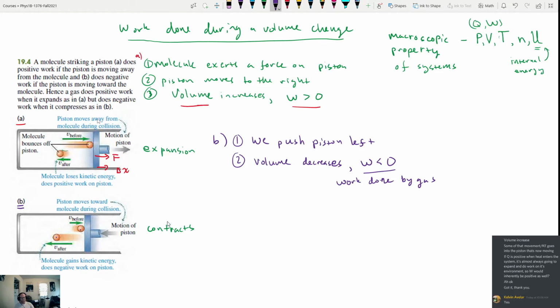The piston goes this way. What's the direction of the force of the molecule on the piston? Does that question make sense? Remember, when you talk about a force, there are always two objects: the force of X on Y or the force of Y on X. In this case, I want the force of the molecule on the piston. What direction is it, left or right?